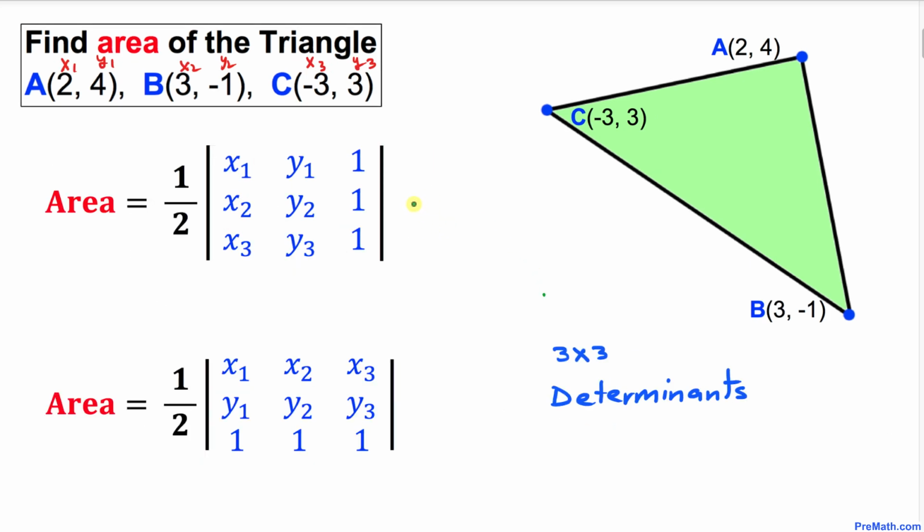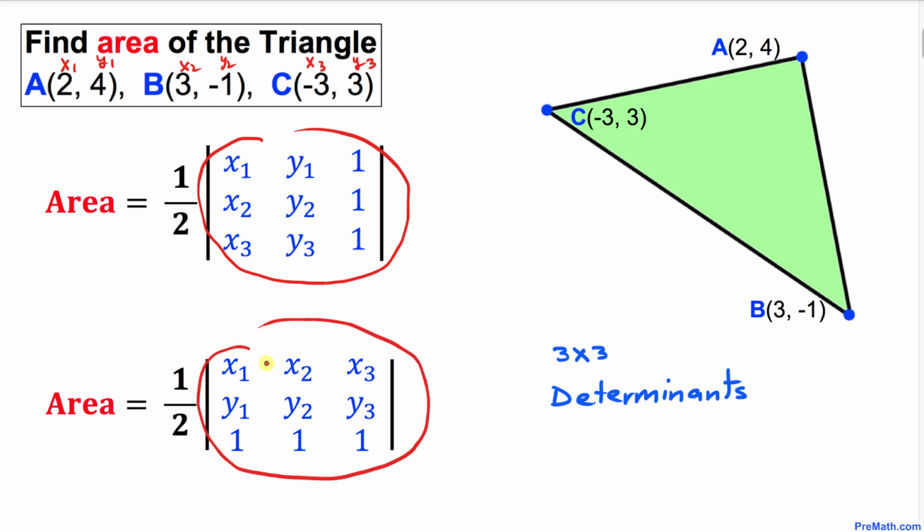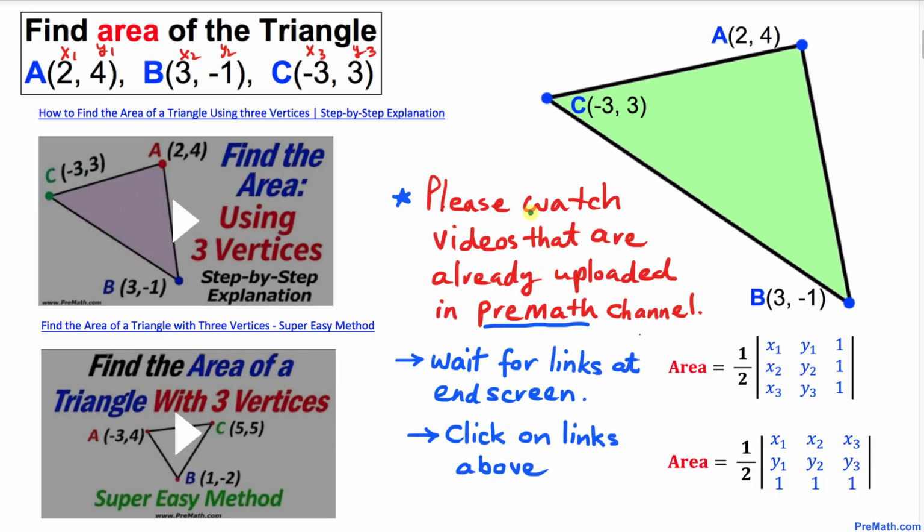And now let me show you two more formulas to find the area of this triangle. First one is this one, and the second one is this one. You may use any one of these, and you're going to get the right answer. And here x1, y1, x2, y2, and x3, y3 are the ordered pairs of these vertices. And a little bit later I will share with you how to find the value of these 3 by 3 determinants.